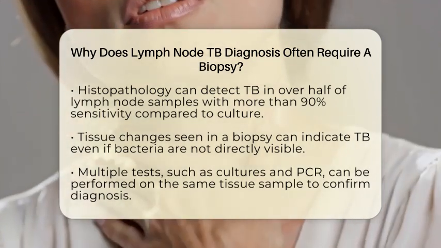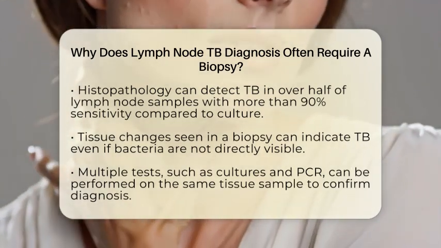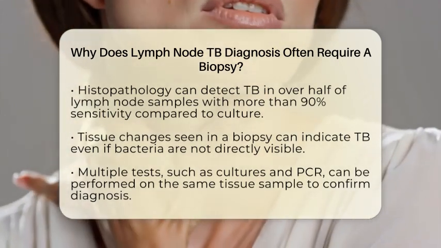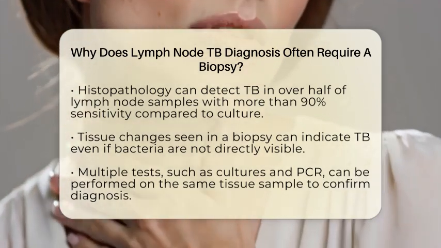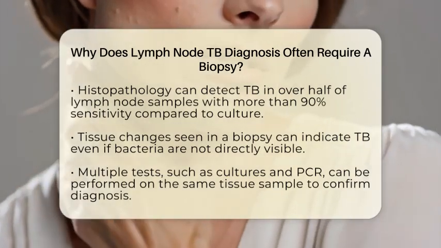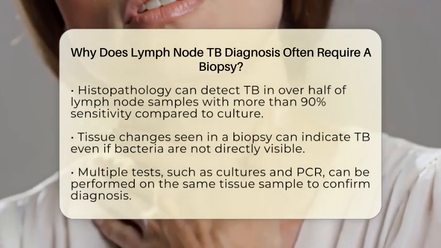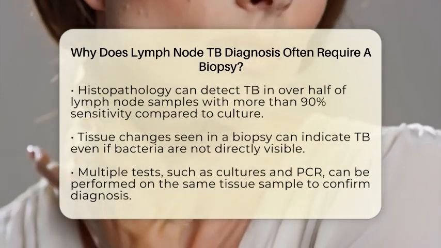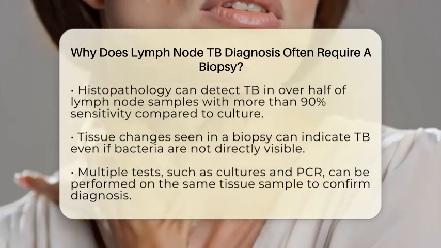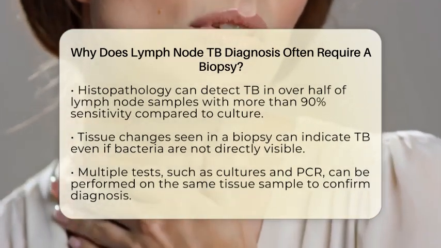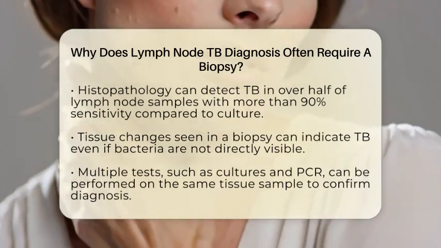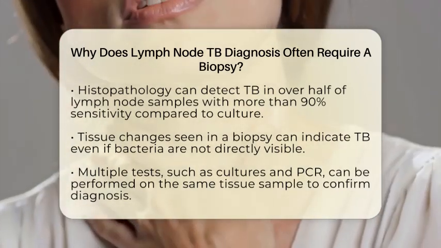Histopathology, or looking at the tissue under a microscope, is highly sensitive for detecting TB in lymph nodes. It can identify characteristic changes even when other tests fail. Studies show that histological examination can detect TB in over half of lymph node samples and has a sensitivity of more than 90% compared to culture, which is considered the most accurate test. This means that even if bacteria are hard to find, the tissue changes can still point to tuberculosis.